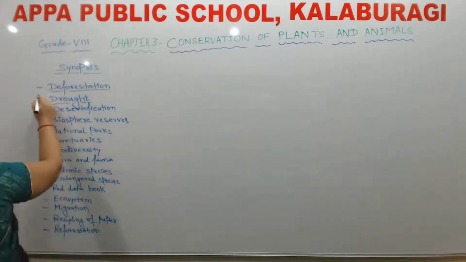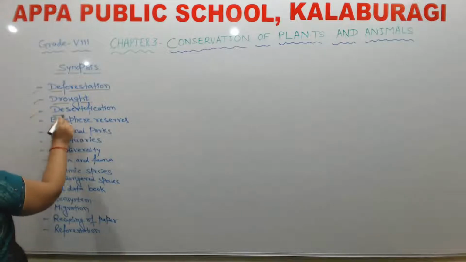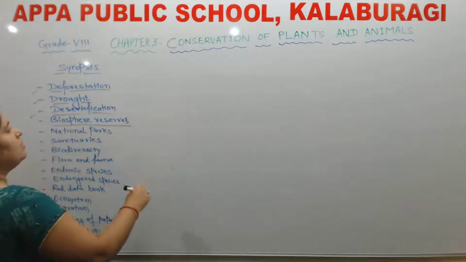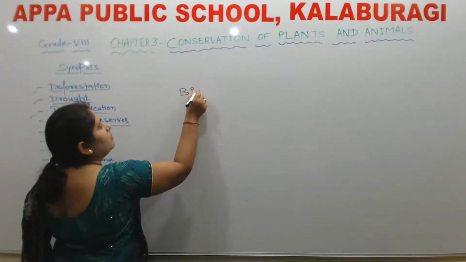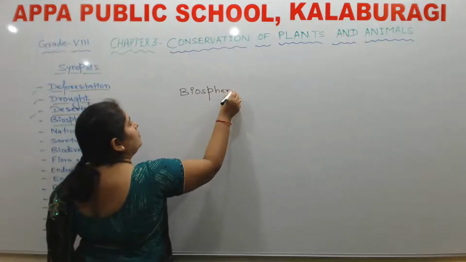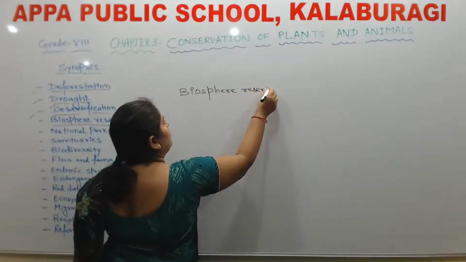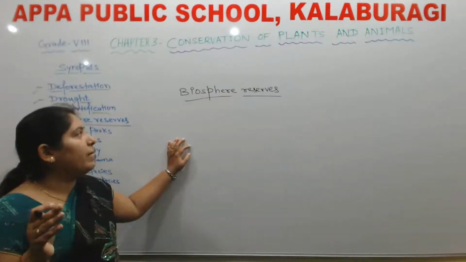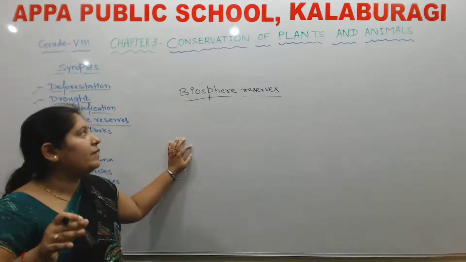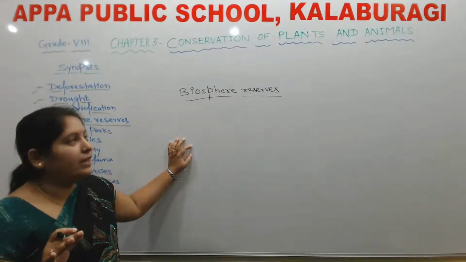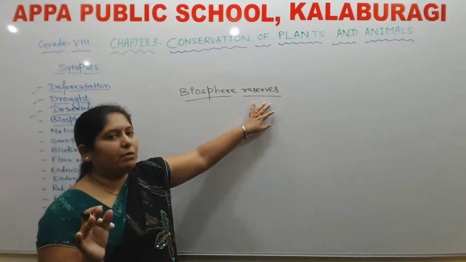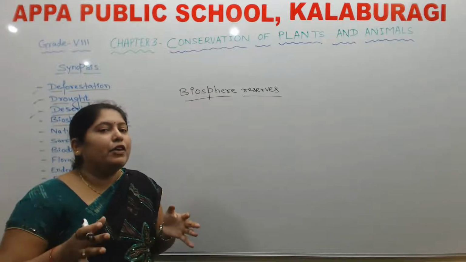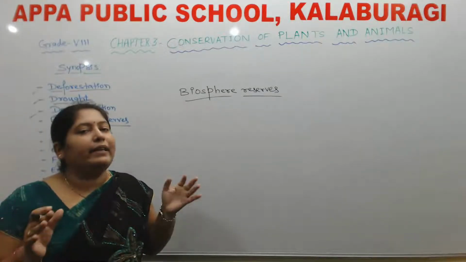Yes, students. Next, we have completed deforestation, drought, and desertification, right? So the next one is the biosphere reserves. The name itself is telling: biosphere means we are going to conserve the living organisms, right? Reserves are nothing but a large area that is completely protected. Whatever living organisms are present in that large area are completely protected.